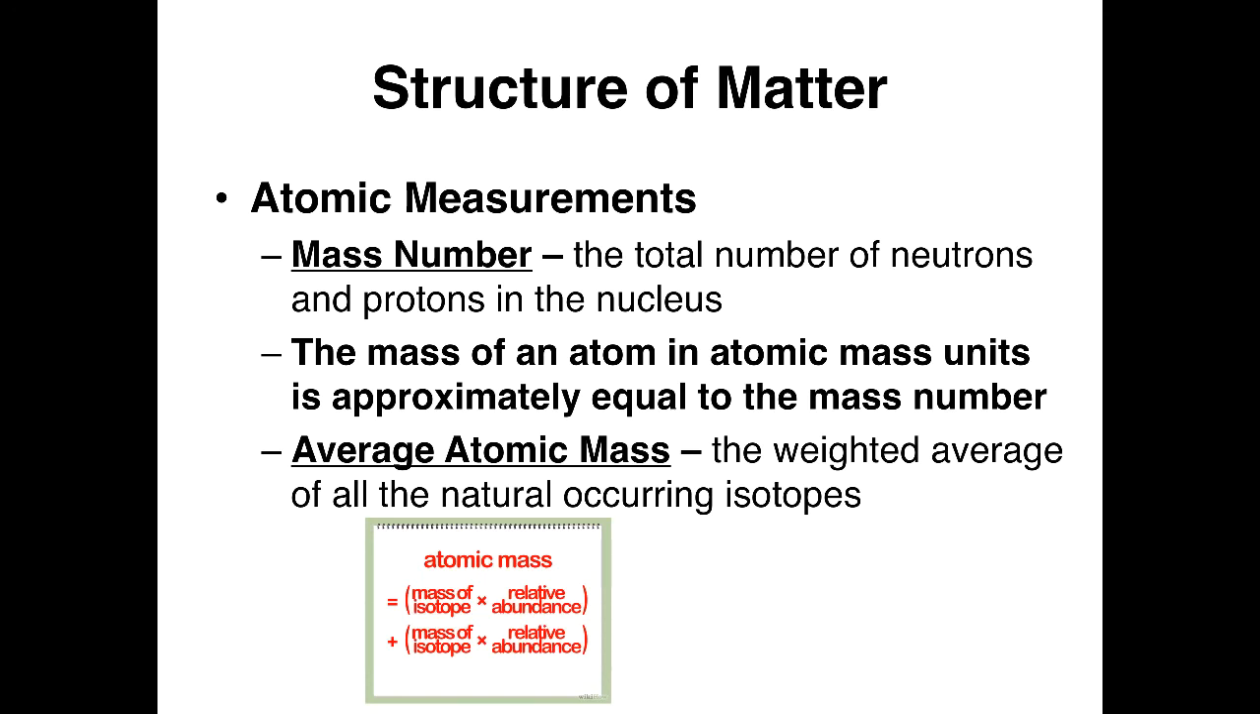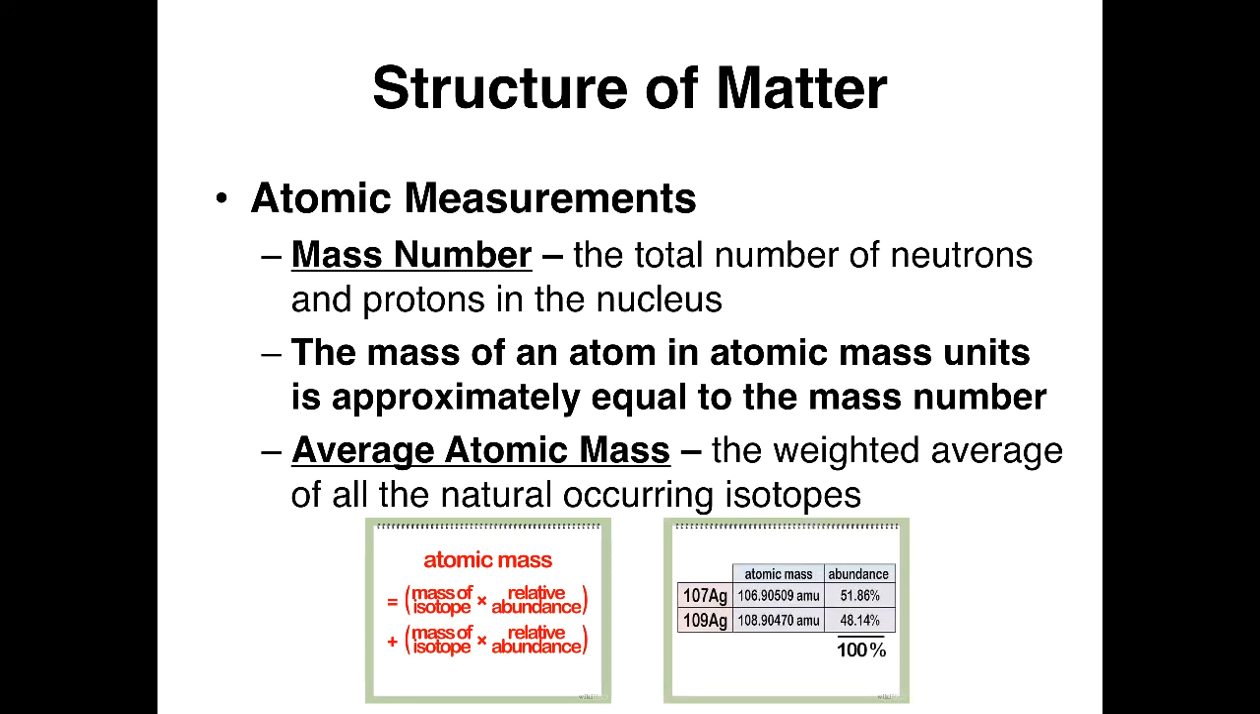And so this is a box that just shows how the average atomic mass is calculated. You take the mass of the first isotope times its relative abundance, which comes in a percentage expressed as a decimal, and multiply those two together, and then add to that the next naturally occurring isotope mass times its relative abundance. And that's where the average atomic mass comes from.